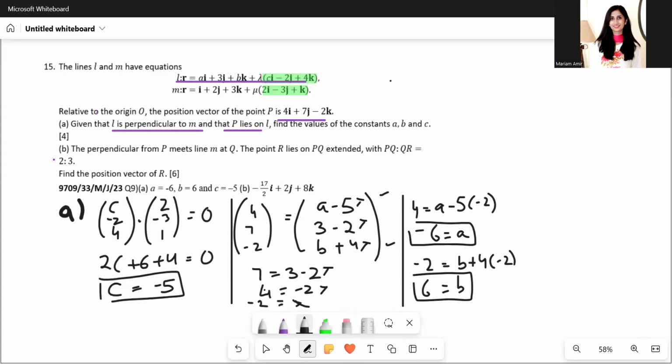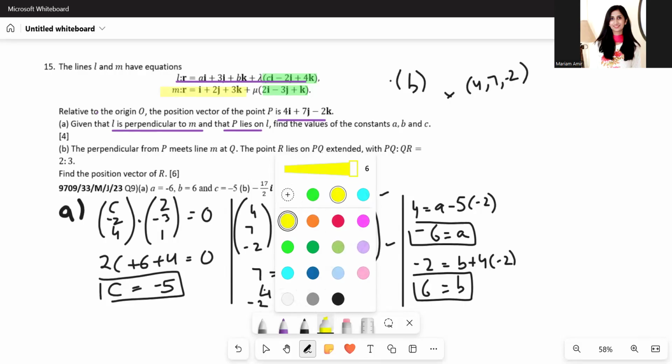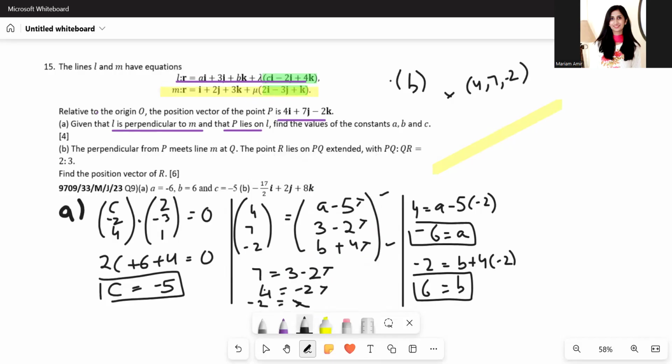Okay. Part B. Perpendicular from P meets line M at Q. All right, so let me draw P. P is a point which is (4, 7, minus 2). And the perpendicular from P meets the line M at Q. M is the other vector line given to us. This line, let me draw that line. And the equation of this line is r equals (1, 2, 3) plus mu (2, minus 3, 1).